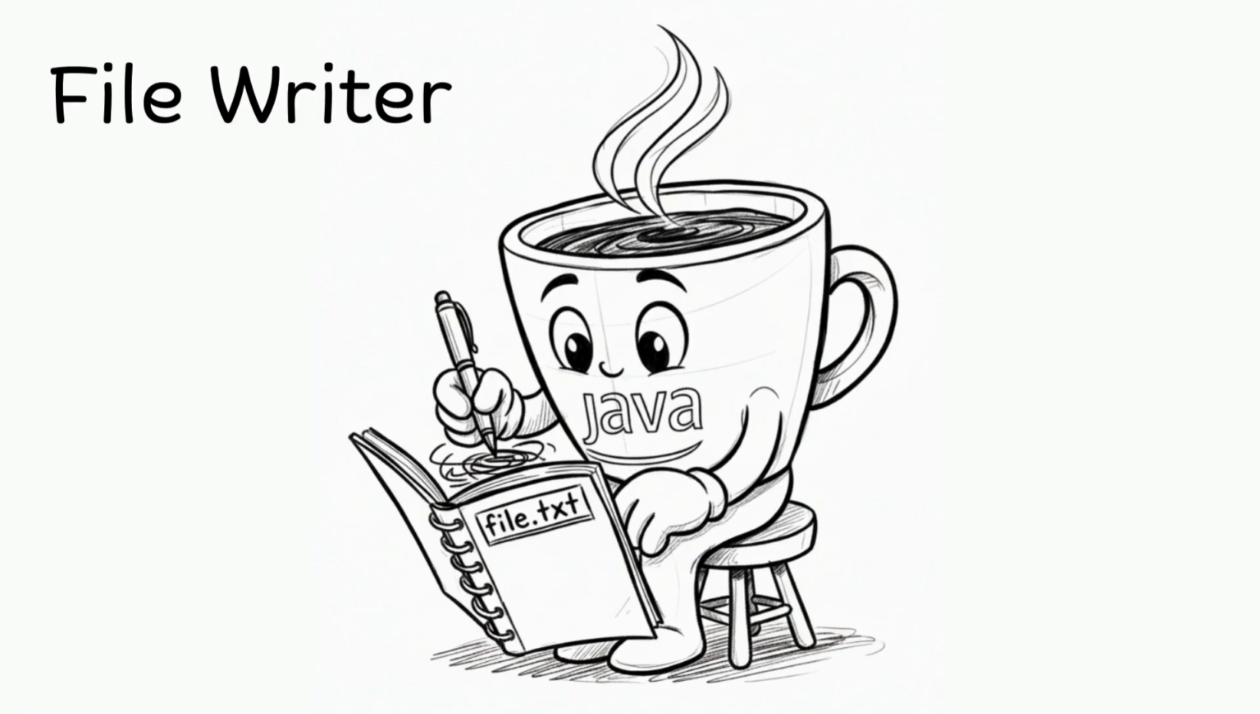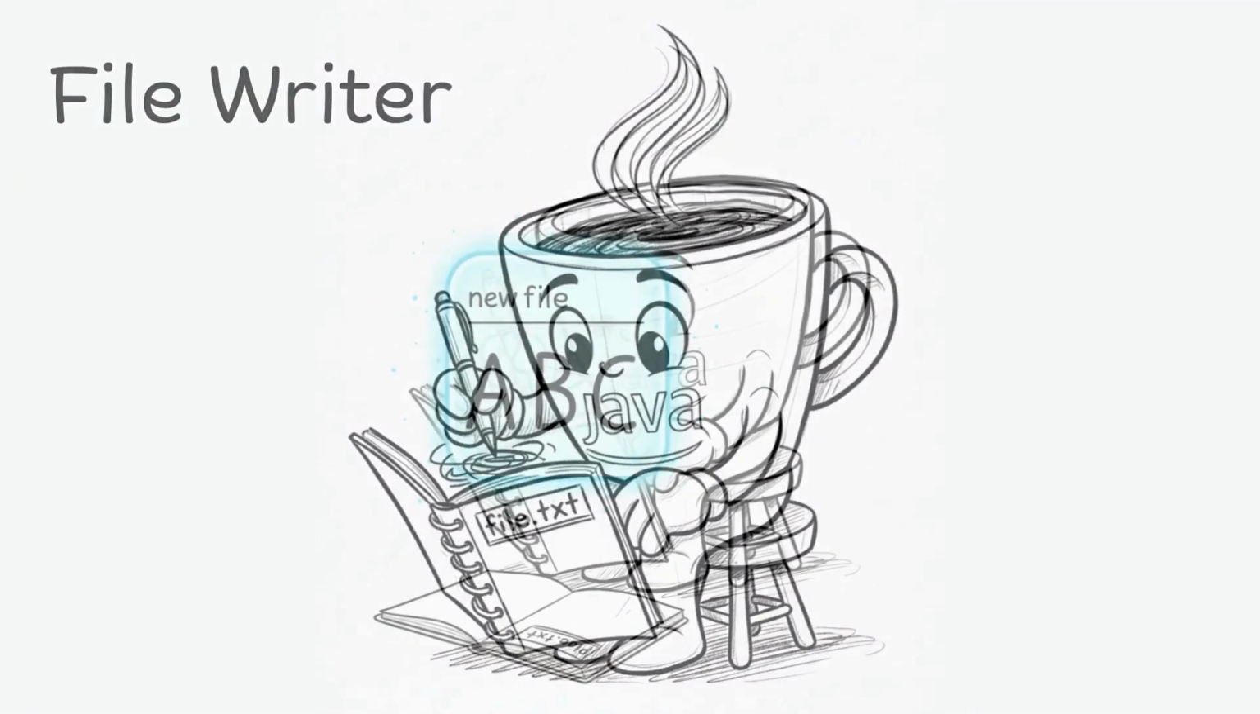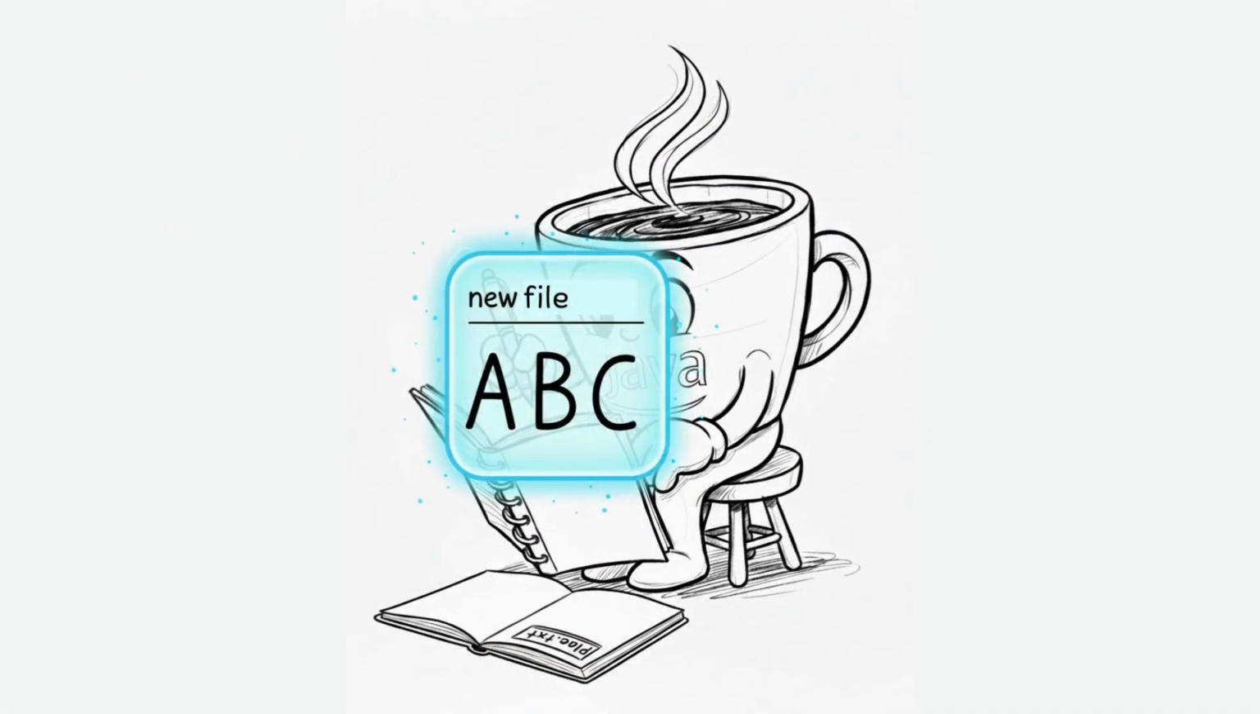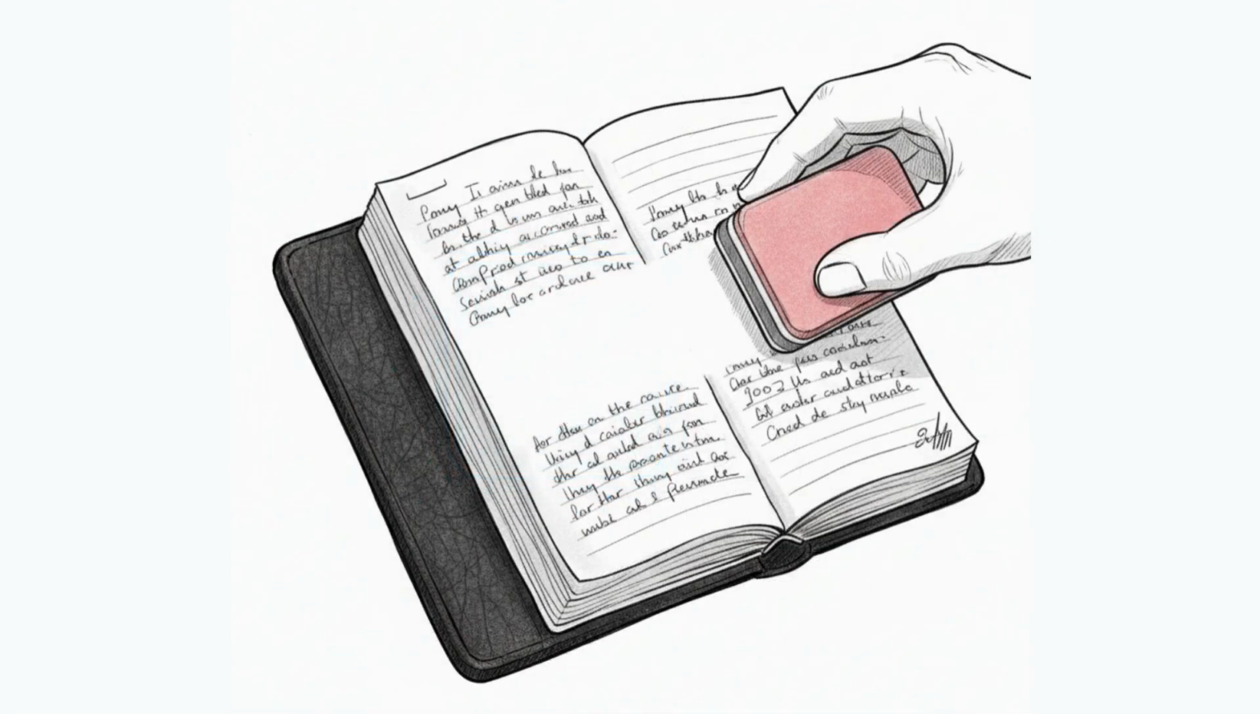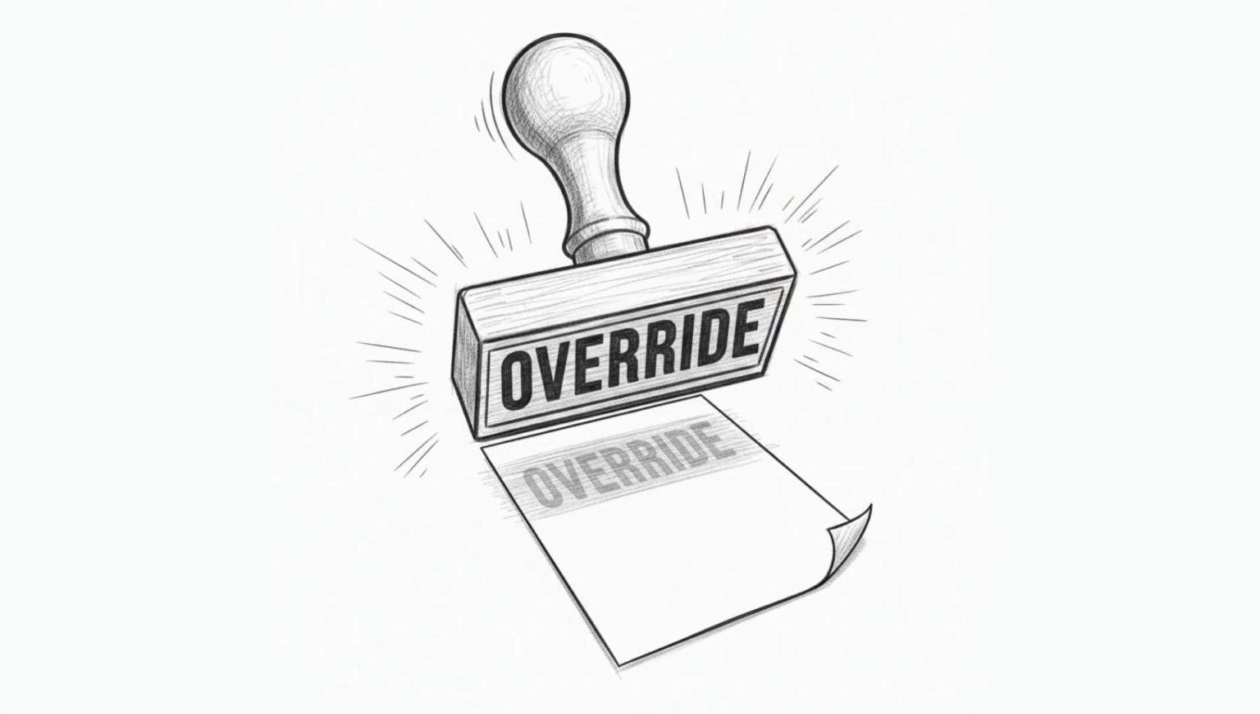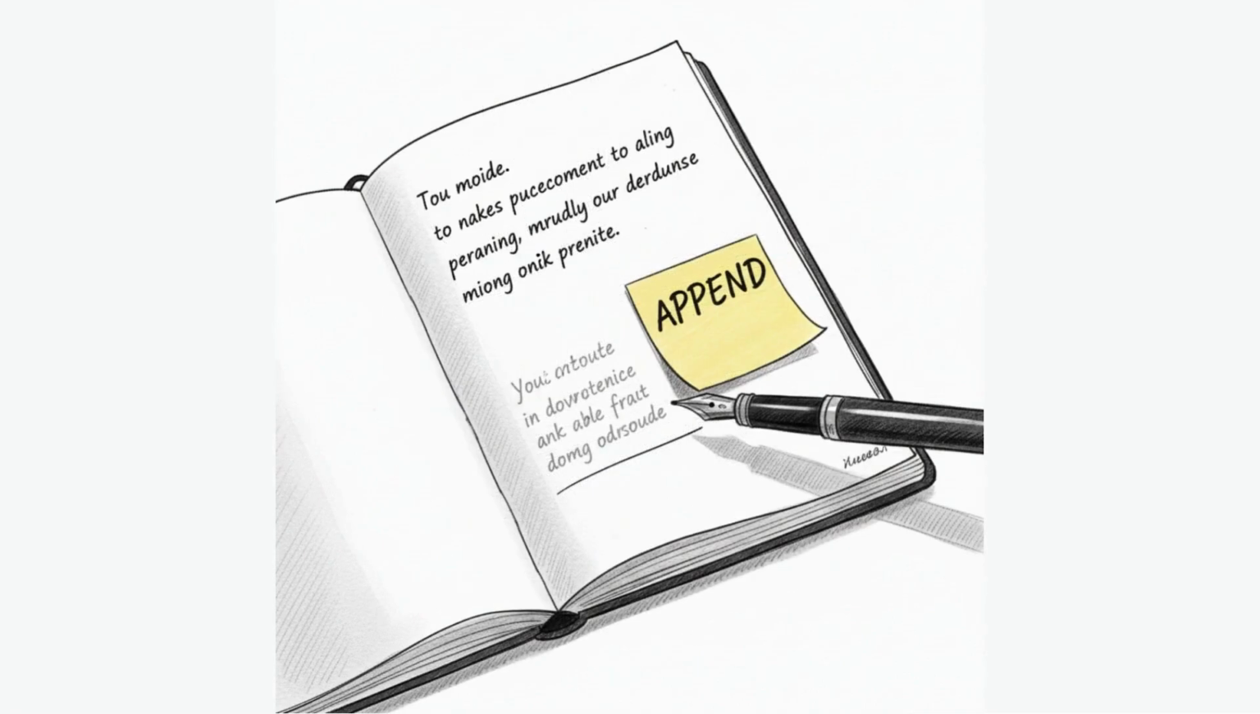Now, think of FileWriter like a pen in Java's hand. With it, Java can create a new file if it doesn't exist and start writing characters into it. But here is the twist. By default, Java doesn't scribble at the end. It cleans the old notebook and starts fresh. That is, it overwrites. If you want to keep the old notes and just add new lines at the bottom, you need to tell Java, hey, append please.